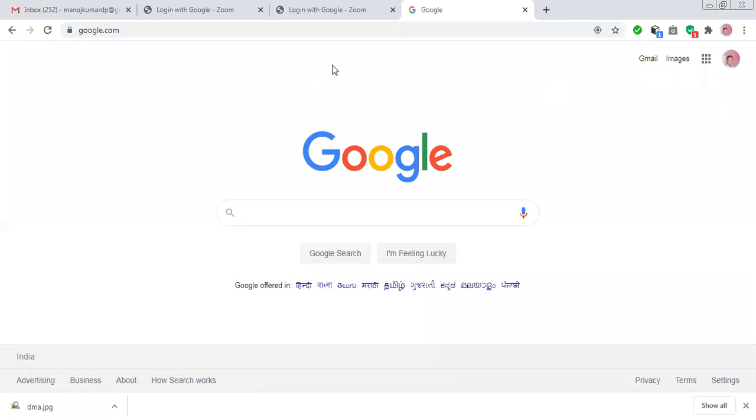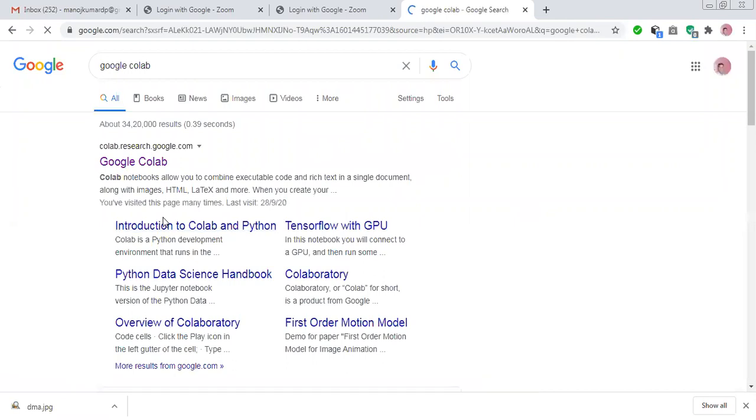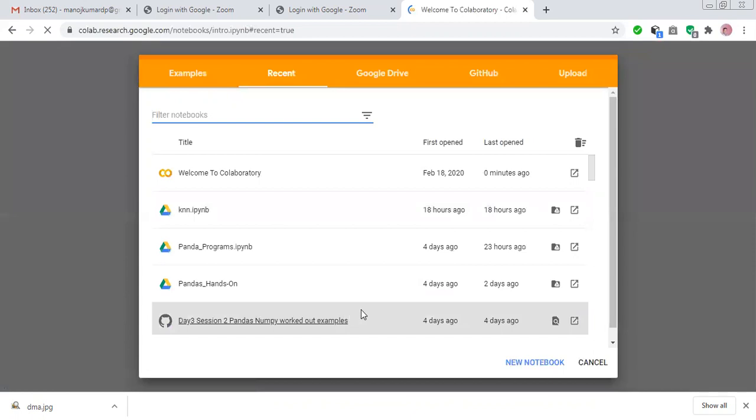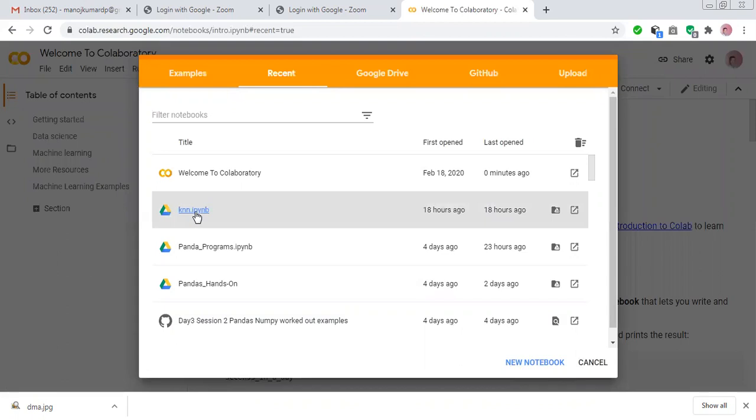I am again starting this particular session. Now open the Chrome browser and go to Google. Before that, you have to log in with your Gmail account. I've already logged in here; you can see the inbox. Inside that, click on Google Colab. If you are very new, go for a new notebook, but I have already done that, so I will open that particular one.